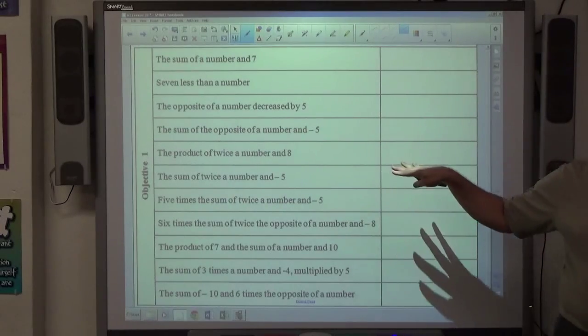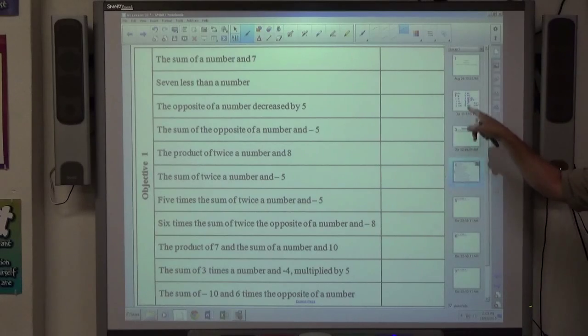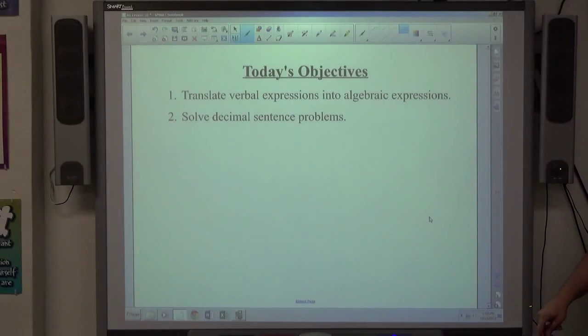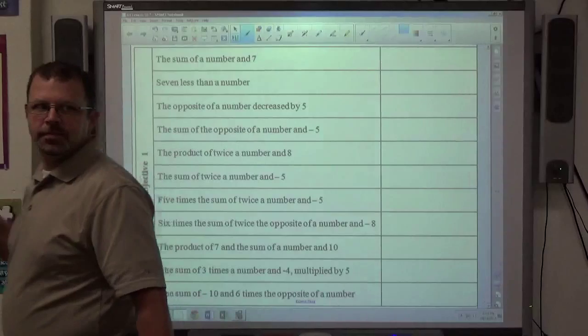This isn't really example one. I called it objective one. Our first objective today is we're going to translate verbal expressions into algebraic expressions. Then we're going to solve decimal sentence problems. So these are verbal expressions.